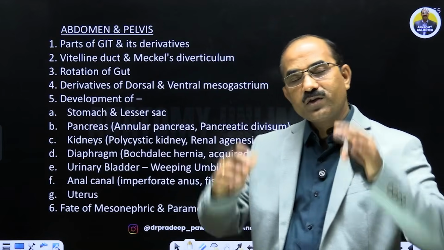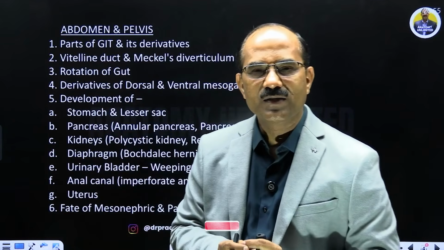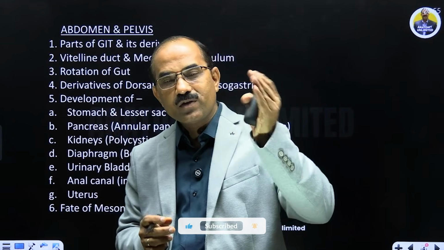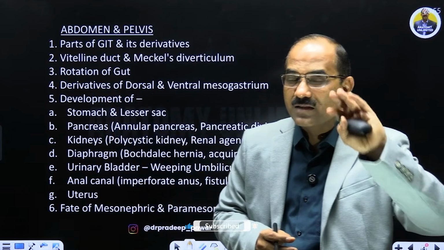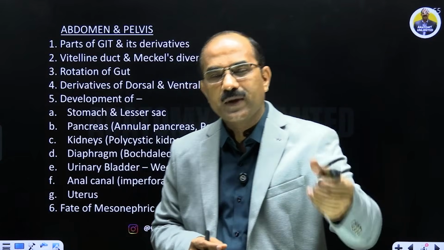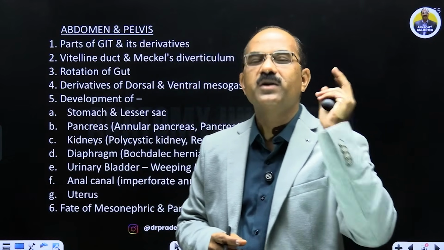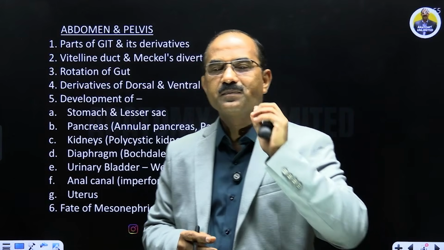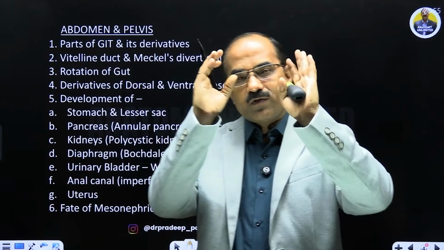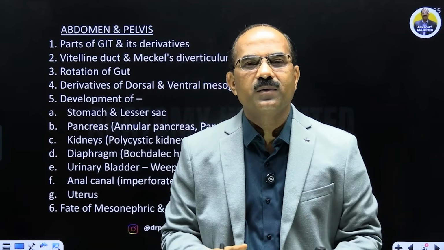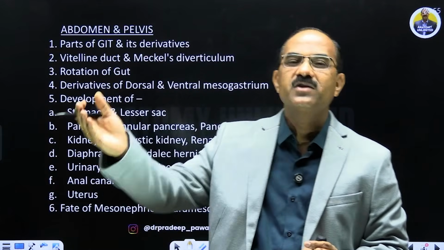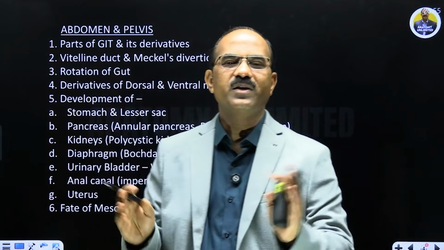Development of uterus, the fate of mesonephric and the paramesonephric ducts in males, females. The mesonephric tubules, the development of external genitals, the genital swelling, the genital folds, the genital tubercle. What does it form in males and females? How does the paramesonephric duct form the female genital system? How does the mesonephric duct form the male genital system? Everything you have to know.